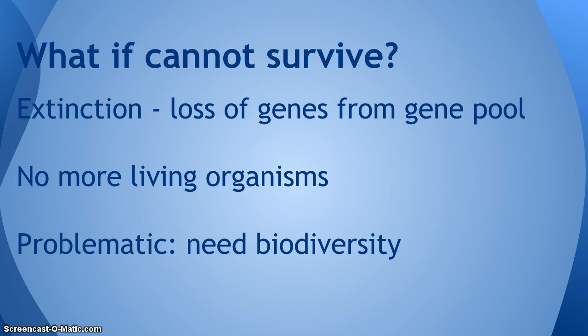So for example, this happens a lot with diseases. If it causes you to no longer survive, you can cause extinction. And that means there are no more living organisms. So this is why we worry a lot about endangered species, because there are very few organisms that can reproduce. This can lead to issues because we need biodiversity.